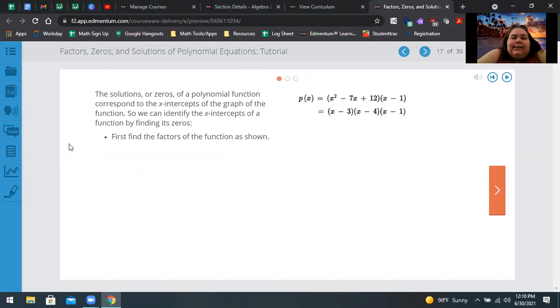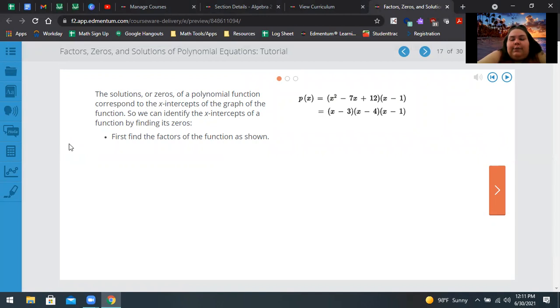So moving on to slide 17 here. Solutions or zeros of the polynomial function correspond to the x-intercepts of the graph of the function. So we can identify the x-intercepts of a function by finding the zeros. Remember, all those words wrap up to one another. It says, first find the factors of the function as shown.